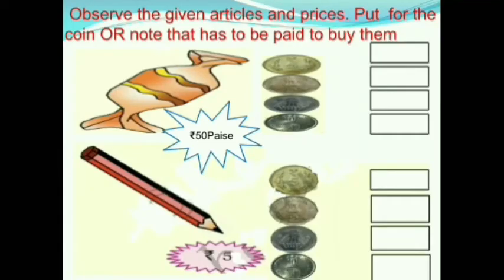Children, now we should put a tick for the coin or note that has to be paid to buy them. First we have chocolate. Its price is 50 paise. Here, which coin value is 50 paise? Yes, this coin. So we should tick this one.